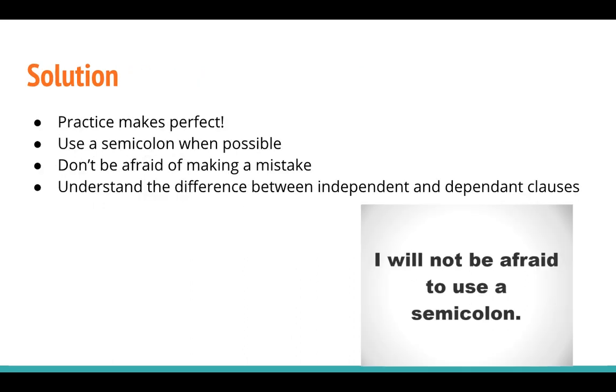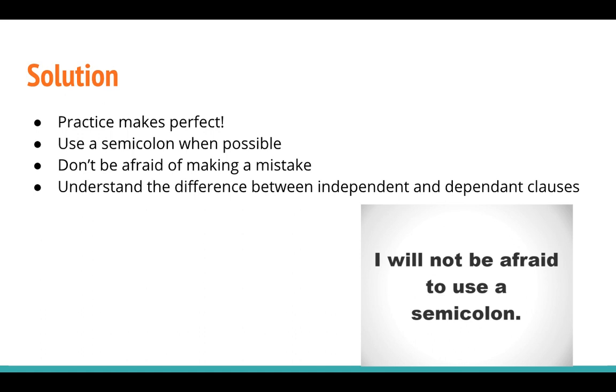So here are some solutions to be better at using semicolons in academic writing: practice, practice, practice. There are some software programs such as Microsoft Word or Grammarly that you can use that can help you find the semicolons and when they are appropriate or not. So definitely those programs, spell check does help with that.